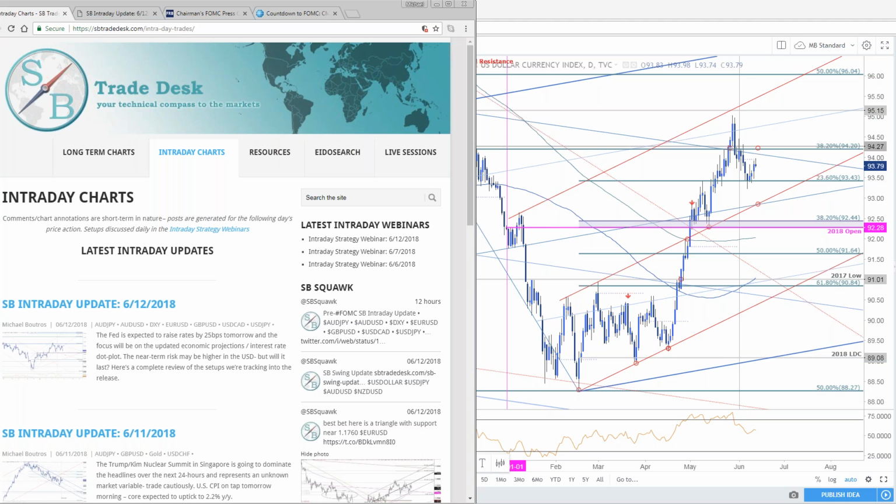Lots to discuss. The interest rate decision is on tap later this afternoon. Obviously, we're expecting a 25 basis point hike, but there are a lot of different setups to cover.